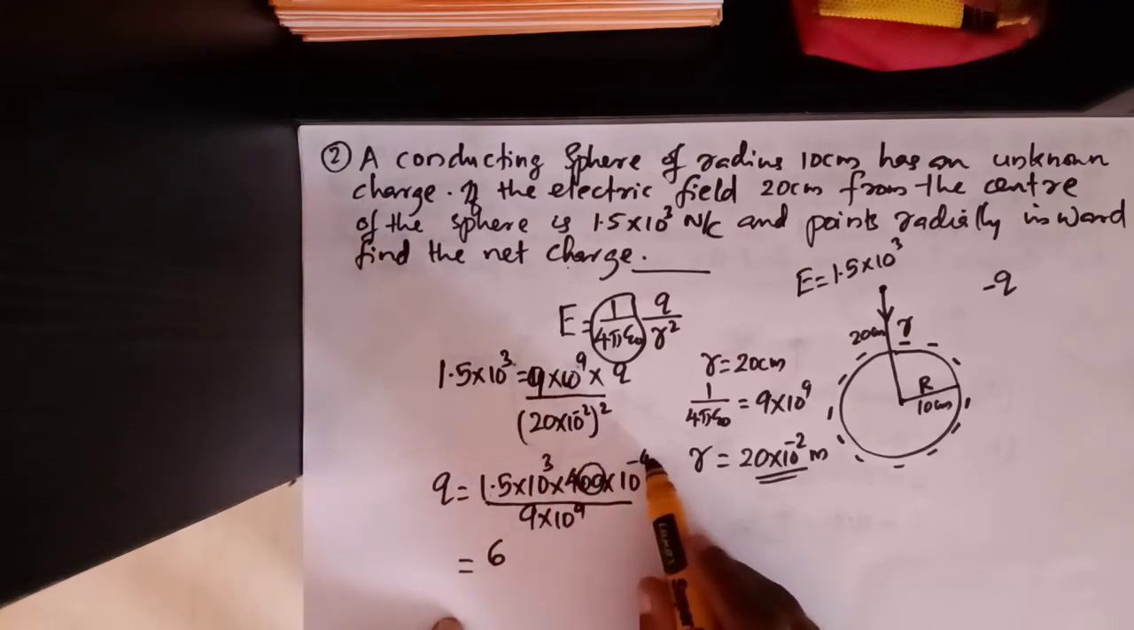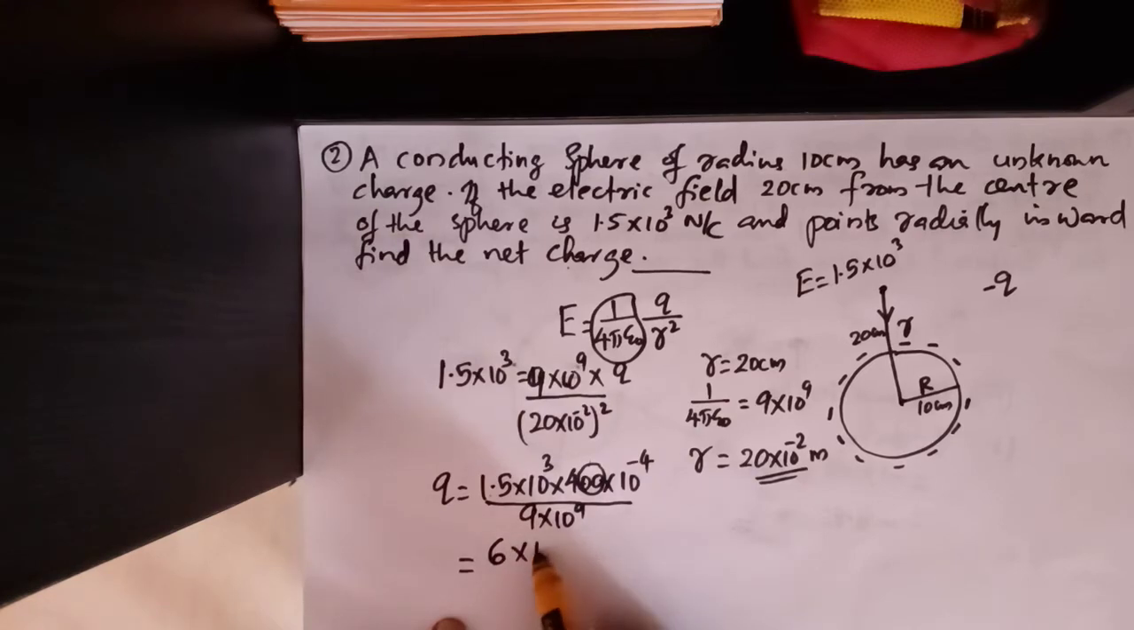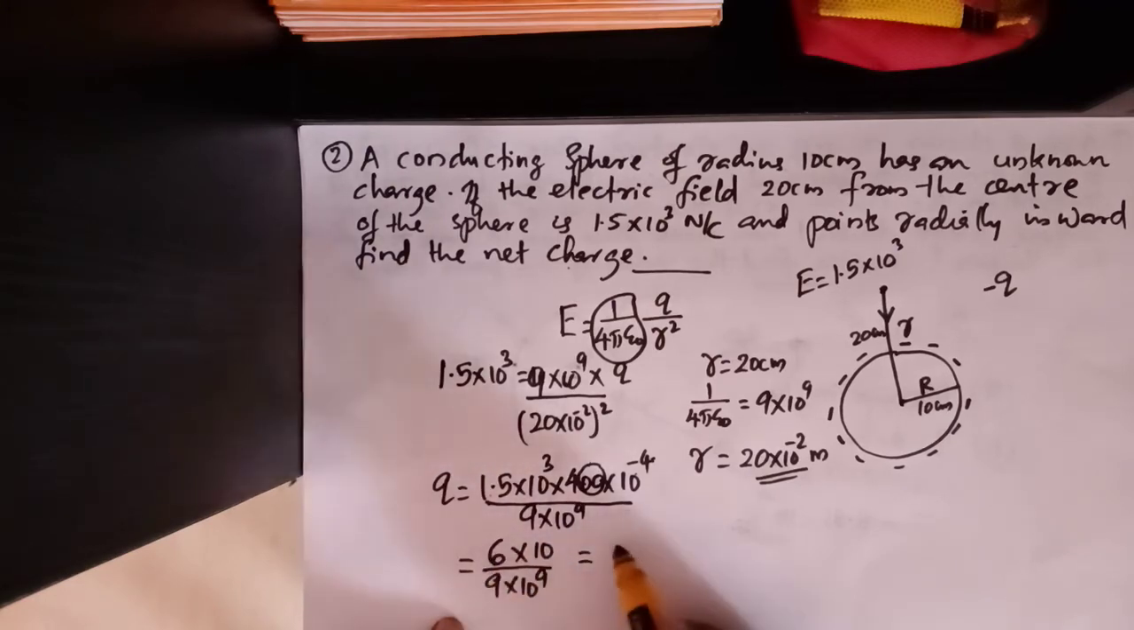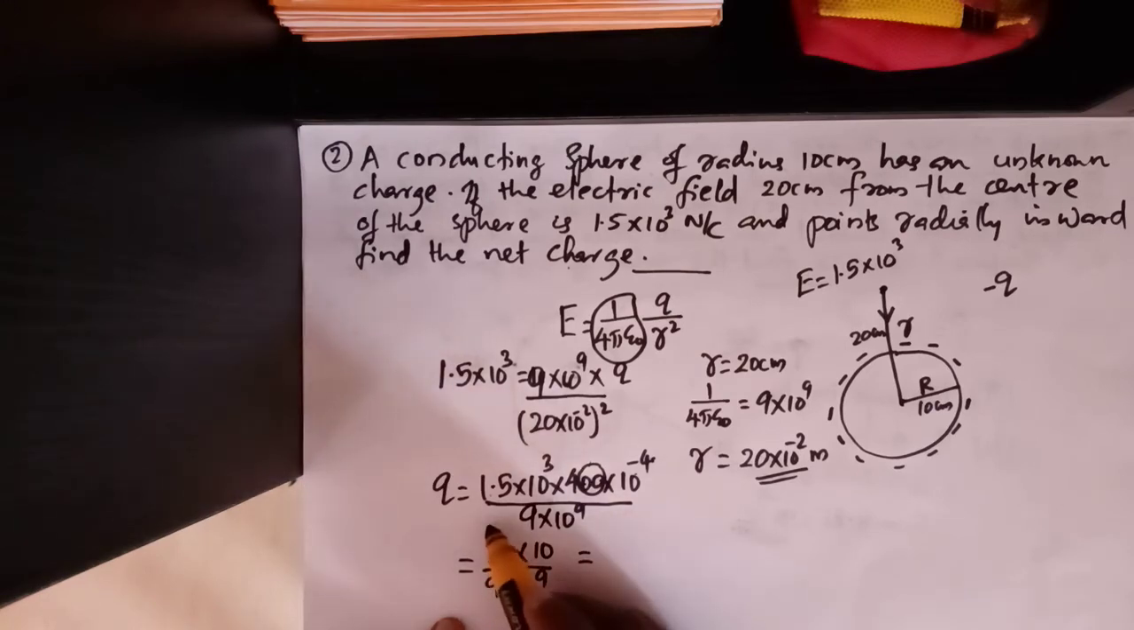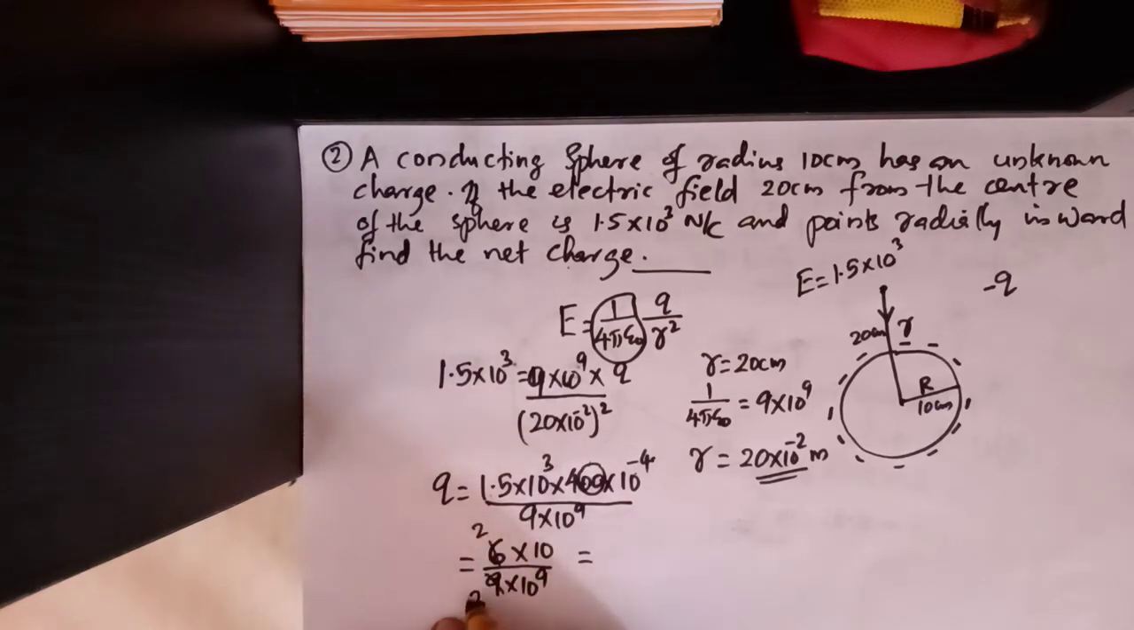10 raised to 5 minus 10 raised to 5, it is 10. So 6 into 10. 1.5 into 4 is 6. 10 raised to 3 into 2 zeros, 10 raised to 5. 10 raised to 5, 10 raised to minus 4, it is 10, divided by 9 into 10 raised to 9. What is 6 by 9? We can cancel. 2 with the 3 we can cut. It is 2 by 3.